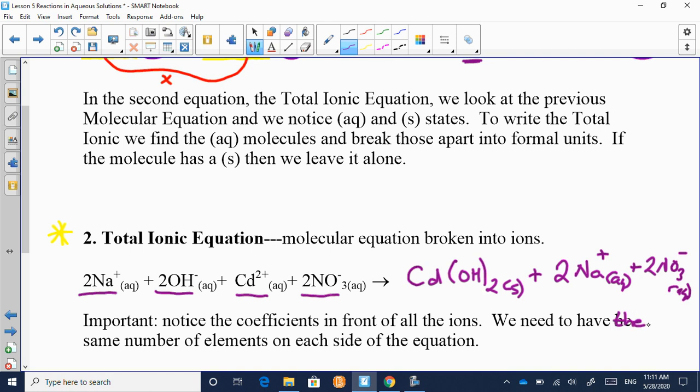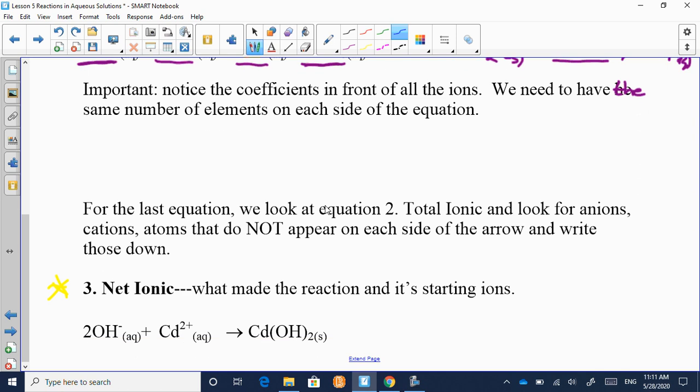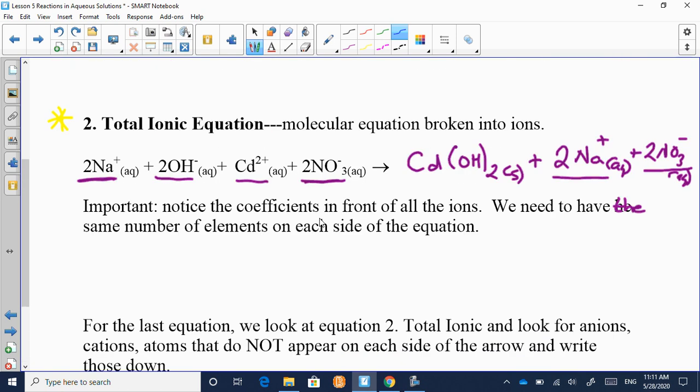So notice that I've got 2 Na's here, and I've got 2 Na's here. I've got 2 NO3's here, and I've got 2 NO3's here. I've still got 1 cadmium and 1 cadmium, and I've got 2 hydroxides and 2 hydroxides. So just be aware that you've still got to be balanced. Okay, so that's called the total ionic equation. And now for the very last step, we're going to write what's called the net ionic equation. And the net ionic equation eliminates what we call the spectator ions.